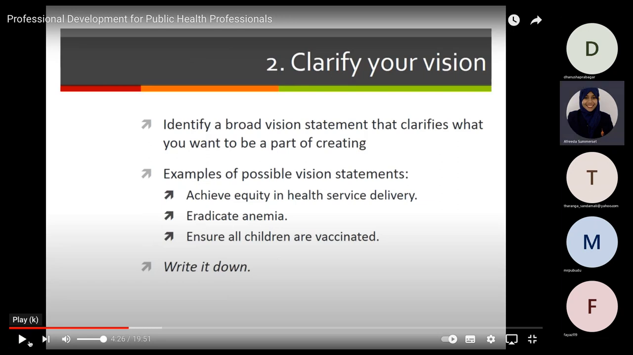Write it down. So here, if you are a doctor or a nurse and want to be specific in your job, say the doctor's goal is to eradicate anemia, a disease where people lose a lot of blood and don't have enough iron and oxygen in their blood. It's a very sad disease. So that is a goal of a doctor. Maybe he wants to eradicate anemia, or he wants to achieve equity in health service delivery. Usually the rich people get all the health facilities and poor people cannot. So a doctor can change this system. And the other thing is ensuring that all children are vaccinated. Maybe it's a dengue vaccine that the doctor wants to make sure all the children receive.